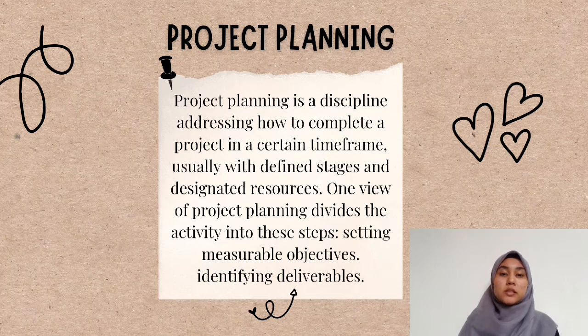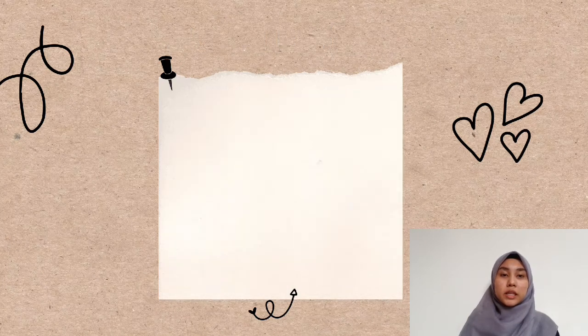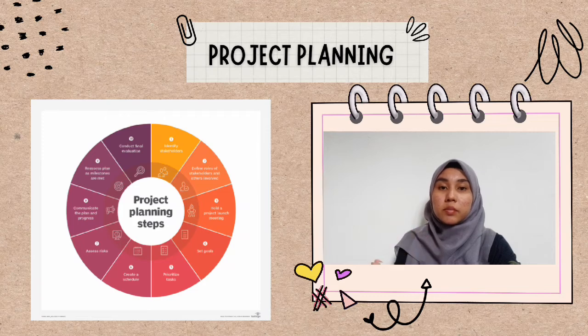Project planning is a discipline addressing how to complete a project in a certain time frame, usually with defined stages and designated resources. Besides that, one view of project planning divides the activity into these steps, which are setting measurable objectives and also identifying the deliverables. So these are about project planning. We will talk about project planning steps.